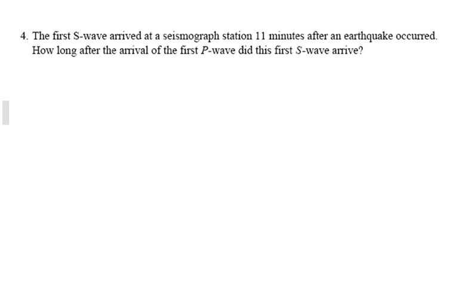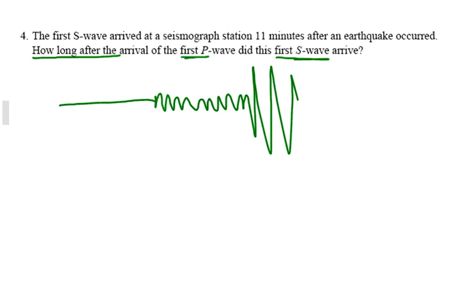The question asks us, again, how long after the arrival of the first P wave did the first S wave arrive? So a very similar question. We've got a P wave arriving, and then after a little bit of time is the S wave. It arrives, and the question is, how much time is that? We know that we got the P wave there, and we have the S wave at that point in time. How much time is in between them? And the distance, they don't give us the distance here, but they give us this information right here.